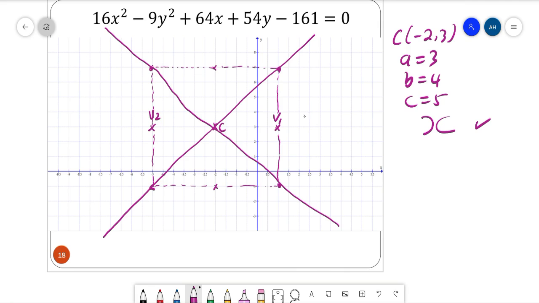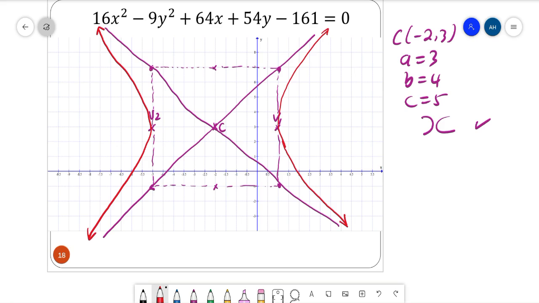Okay, and getting very close to the asymptote but never touching, so I want to use red color. So the graph will be like that, going, okay, and also going like this, right? That's the graph facing to the right. Now facing to the left, like that, and the other one is going this way.